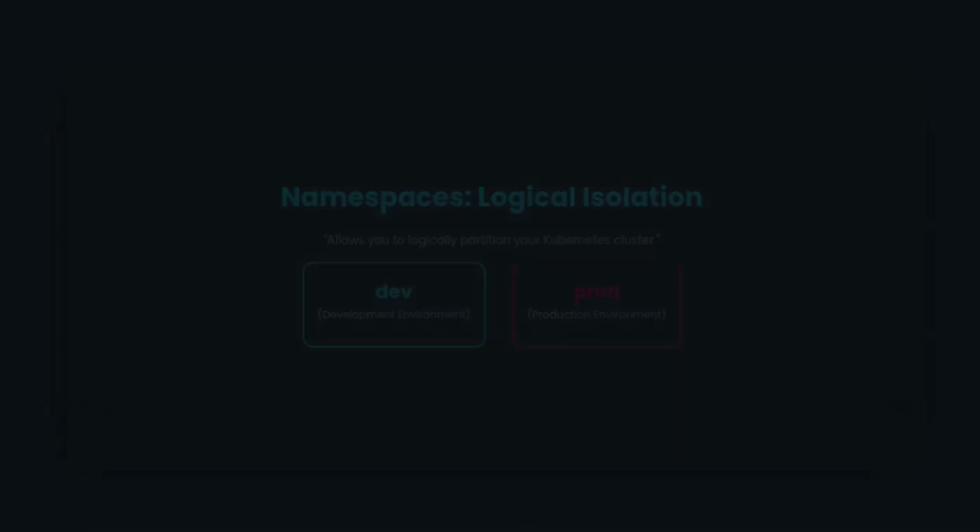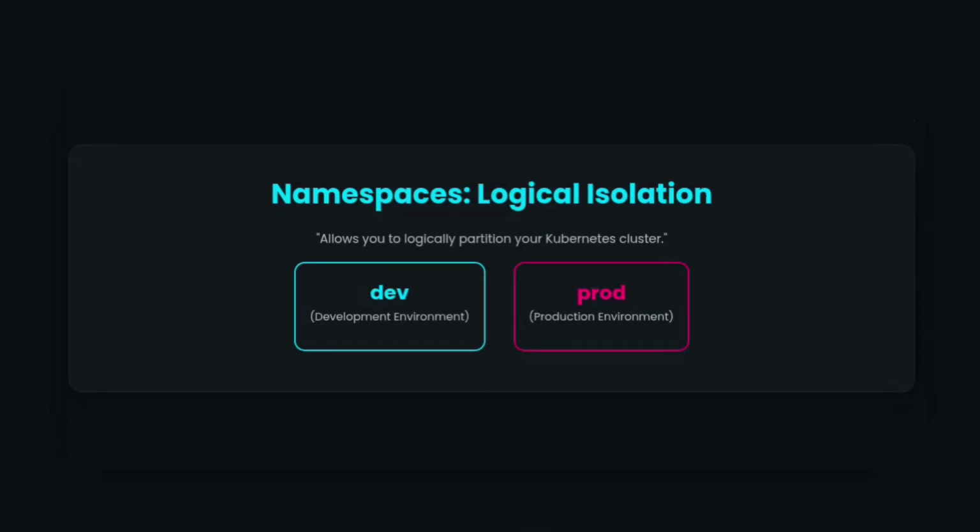Now, finally, we have namespaces. These allow you to logically partition your Kubernetes cluster, providing a scope for names. You can use namespaces to organize your projects, teams, or environments within the same underlying cluster. This helps with resource management and organization. Namespaces are like different departments within a company. They have their own resources and responsibilities, even though they're part of the same organization.